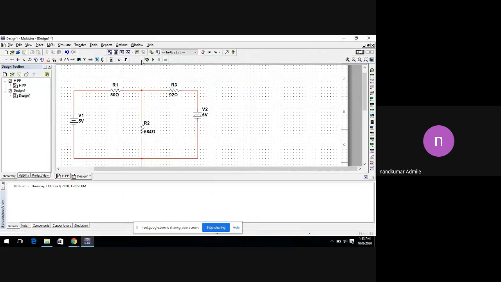Once the circuit diagram is complete, we can save the circuit diagram. Can anyone tell what is the procedure to solve the examples by using H parameter?